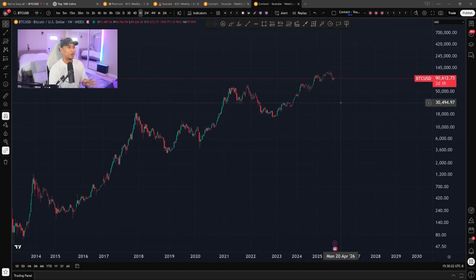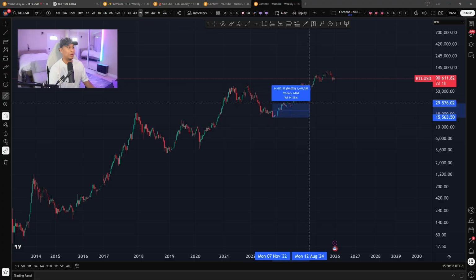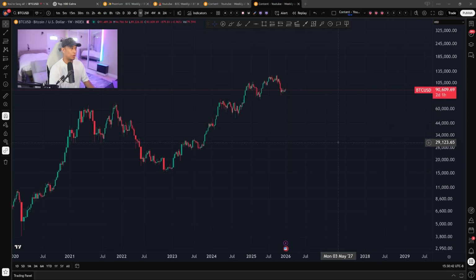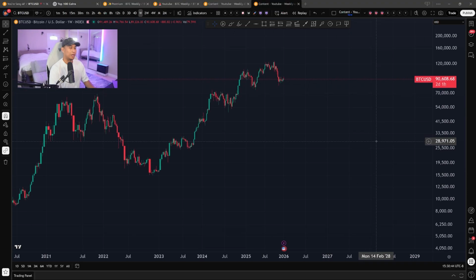Currently we are here, January 2026, and this is our current cycle, where here's the last all-time high, and our current cycle is from about here to here. So taking just this section of data, are we trending up or are we trending down?